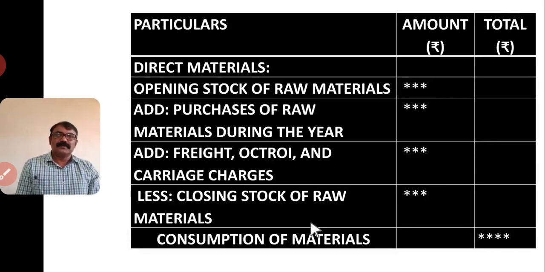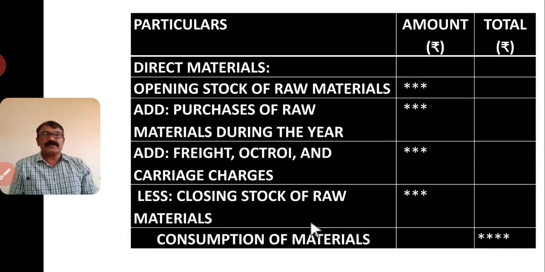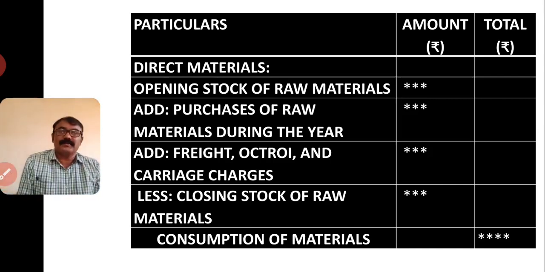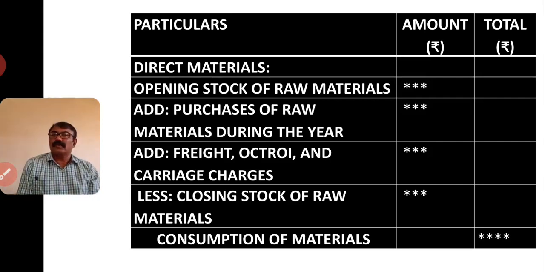First, the prime cost consists of material cost, labor cost, and chargeable expenses. In case of material cost, certain items are given, like opening stock of raw materials, purchases of raw materials, the freight, octroi, and carriage inward, and closing stock of raw materials.